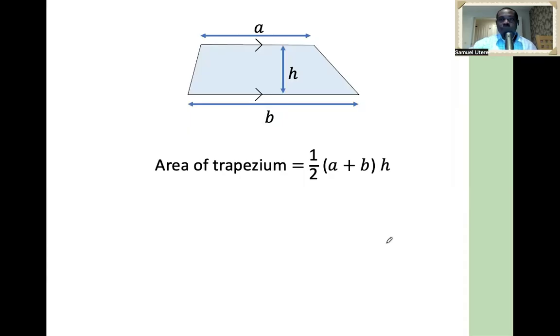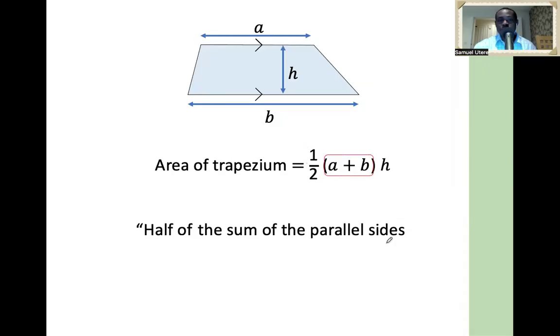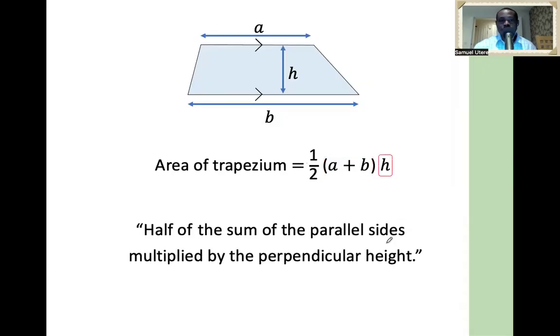Now, it is helpful to remember this formula in words. That's how I used to remember it when I was a kid. The formula to find the area of a trapezium is half the sum of the parallel sides times the perpendicular height. And that's how I want you to remember it. Half the sum of the parallel sides multiplied by the perpendicular height.